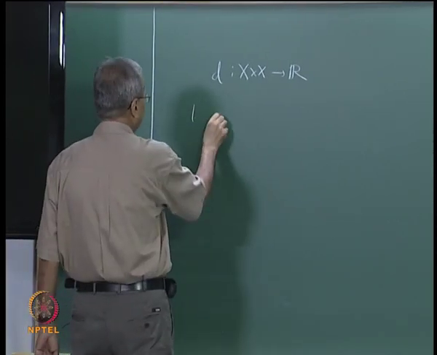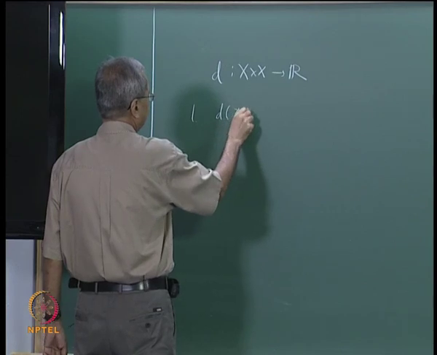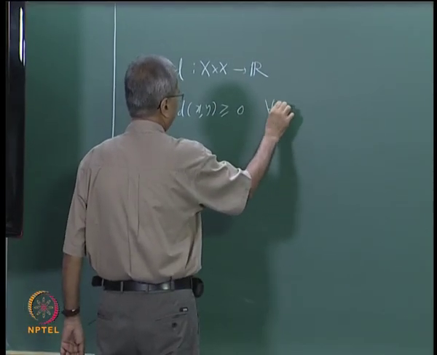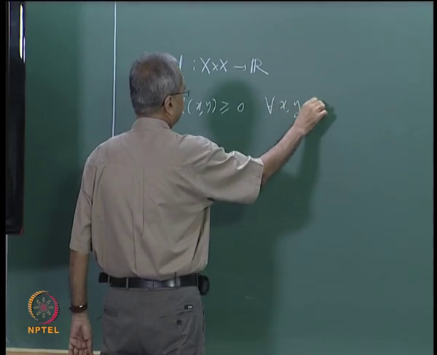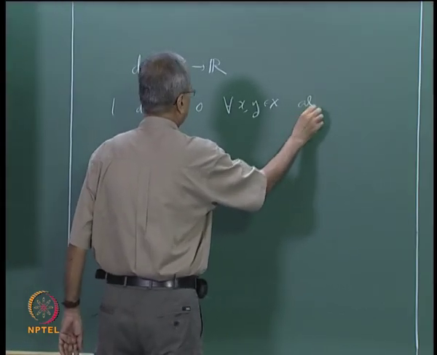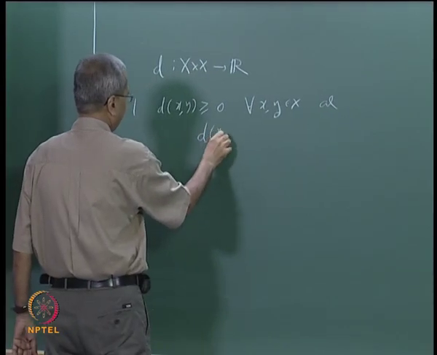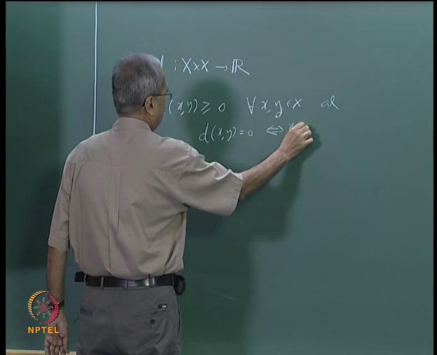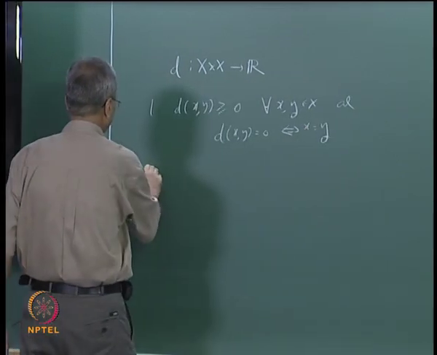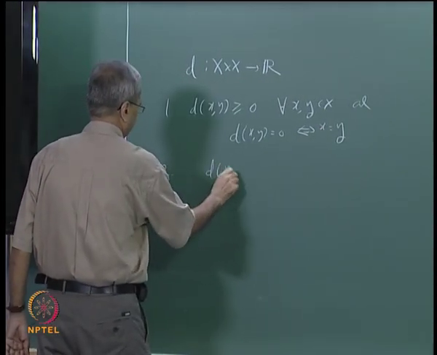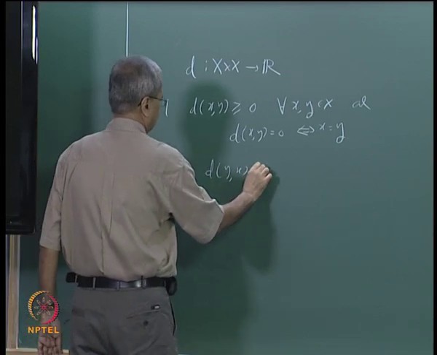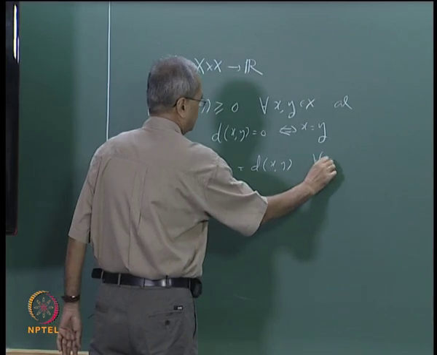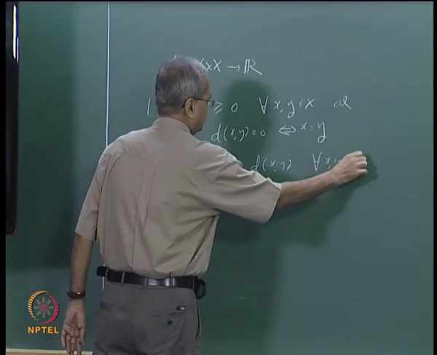First property was this, that this distance is always bigger than or equal to 0, for all x, y in X, and it is equal to 0 if and only if x is equal to y. And the second thing is what is called symmetry, that is, distance between y and x is the same as distance between x and y for all x, y in X.